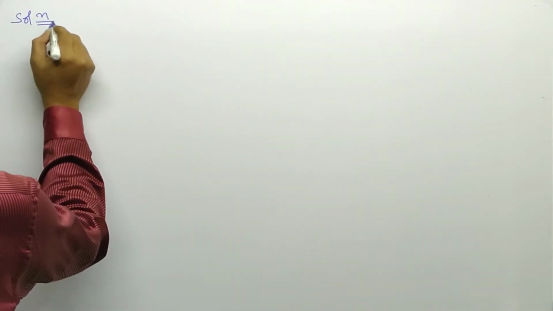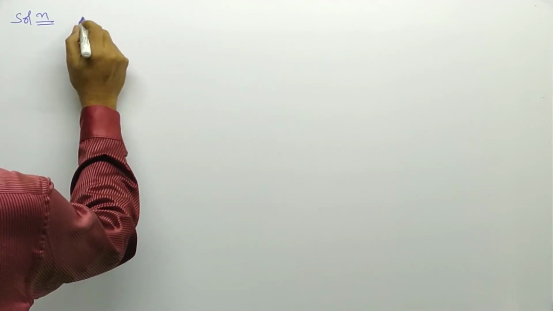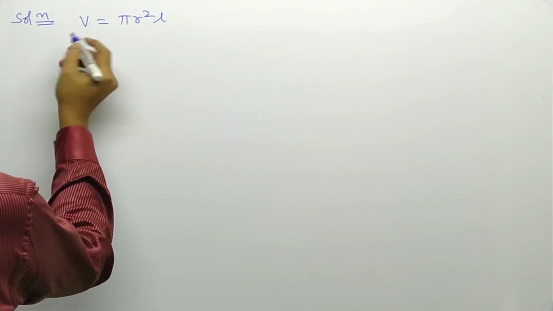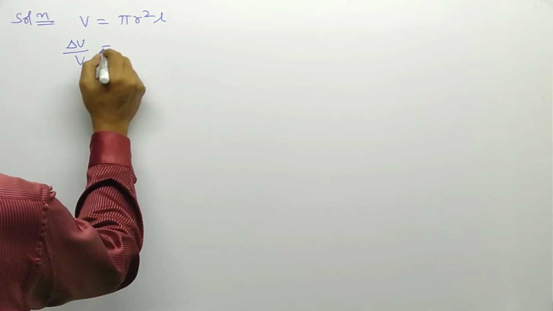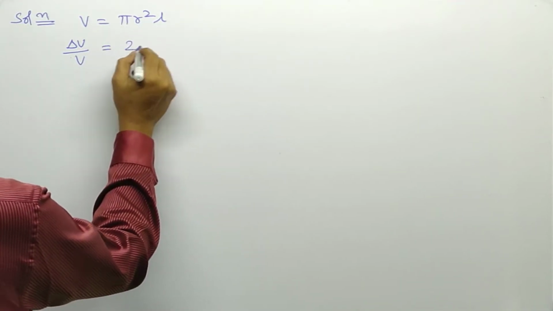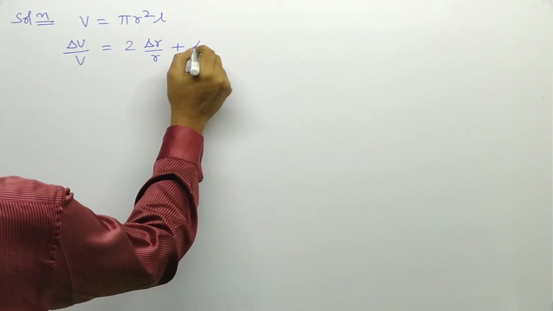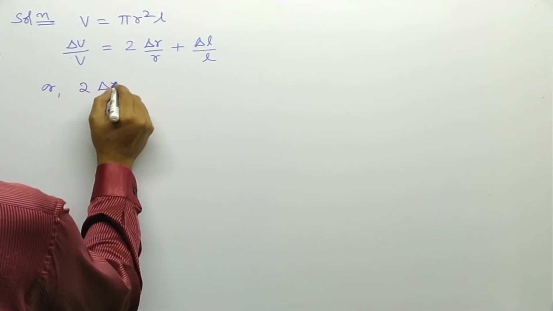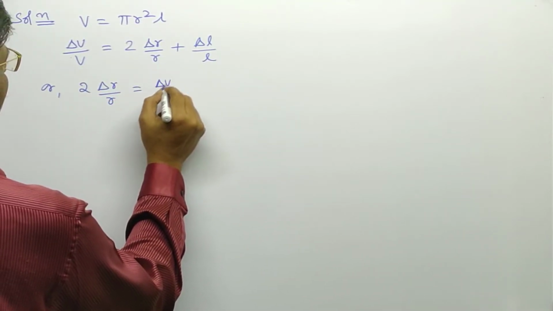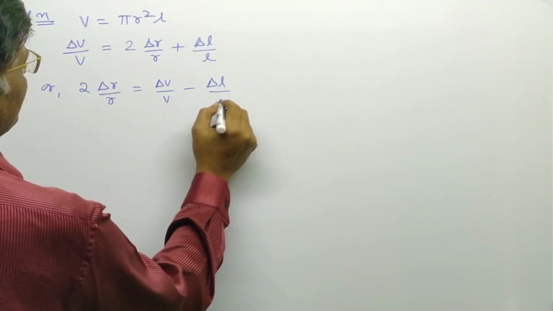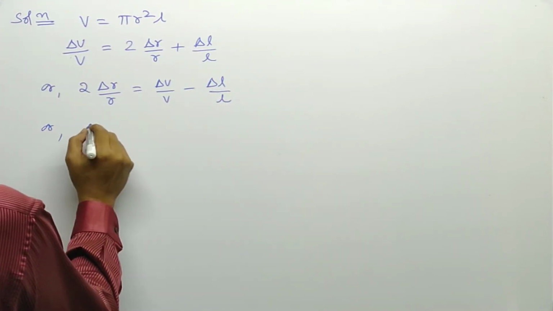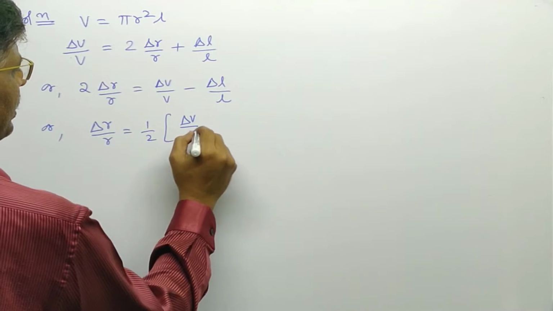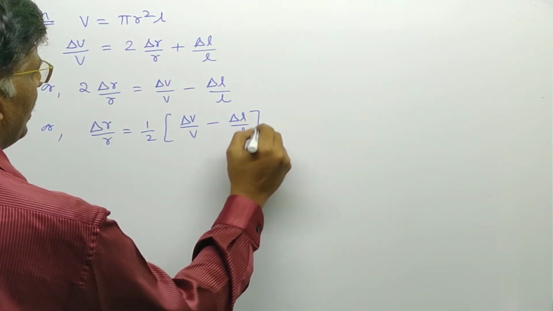Solution. For a cylindrical wire, we can write volume V is equal to pi R squared L. The change in volume, delta V by V, can be written, pi being constant, as 2 into delta R by R plus delta L by L. Or 2 into delta R by R is equal to delta V by V minus delta L by L, or delta R by R is equal to 1 by 2 into delta V by V minus delta L by L.